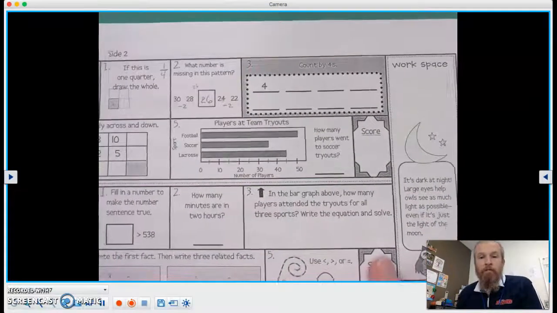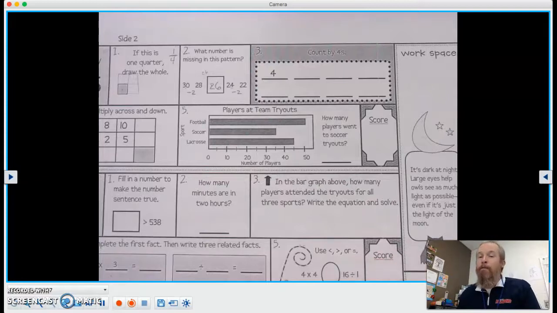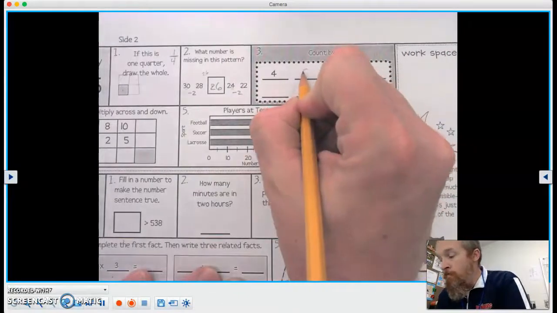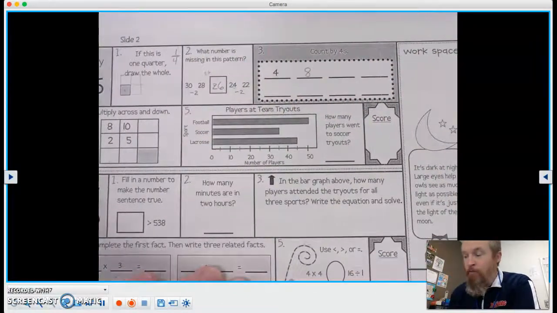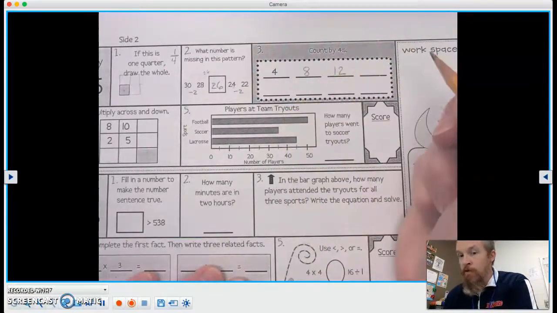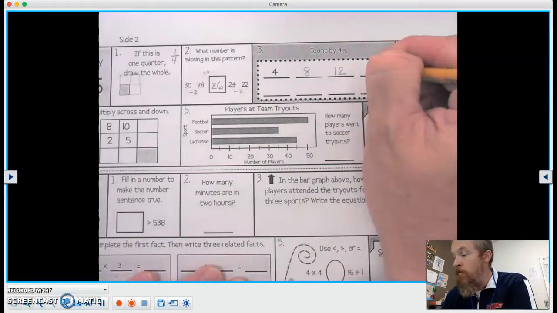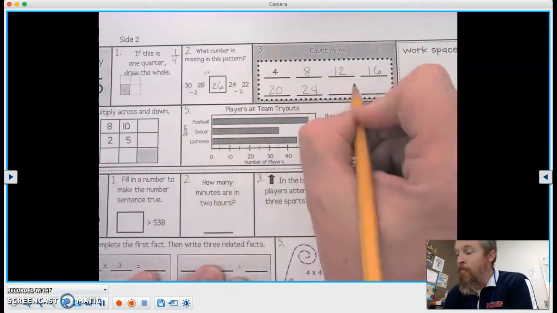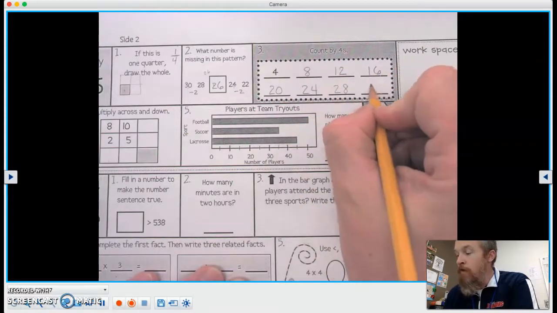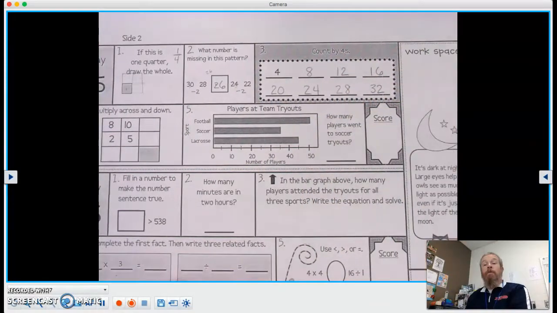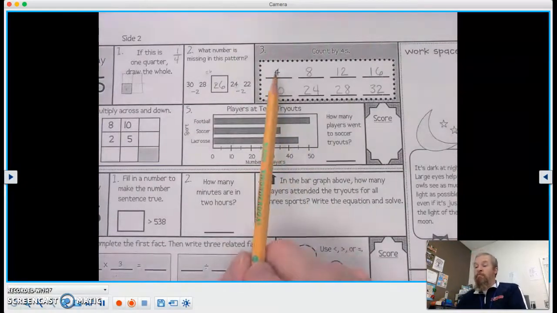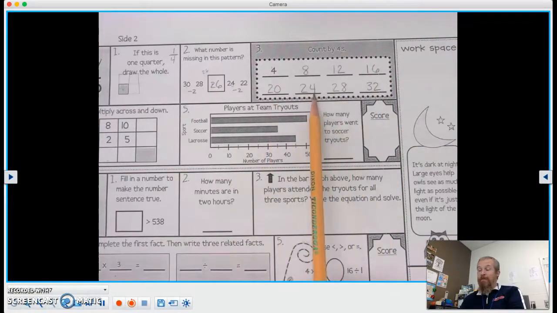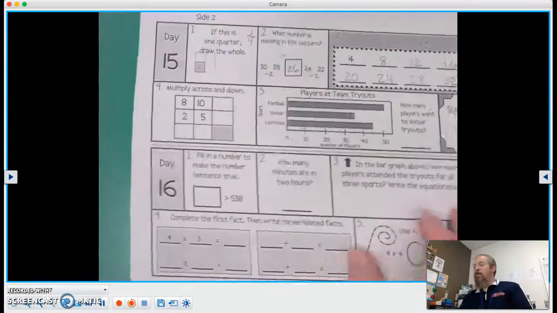And here we go with multiplying or counting by 4s, right? Repeated addition. 4 plus 4 is 8, plus 4 is a 12, plus 4, plus 4, plus 4, plus 4, and plus 4. We can also think of that as 4 times 1, 4 times 2, 4 times 3, 4 times 4, 4 times 5, 4 times 6, 4 times 7, 4 times 8. All right, here we go.